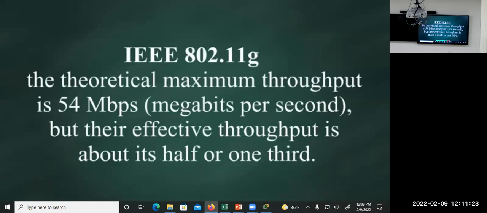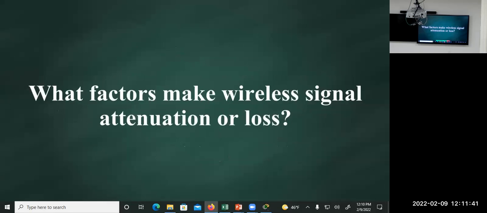Taking IEEE 802.11g as an example, the theoretical maximum throughput is 54 megabits per second, but the effective throughput is about half or one-third. What factors make wireless signal attenuation or loss?